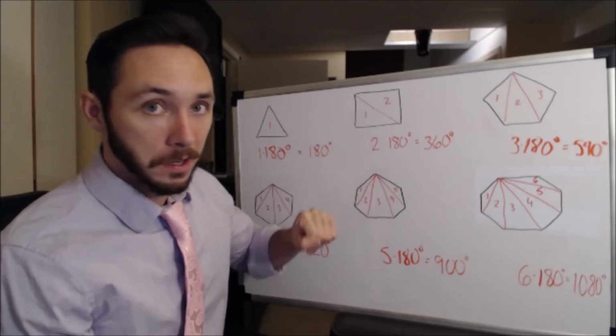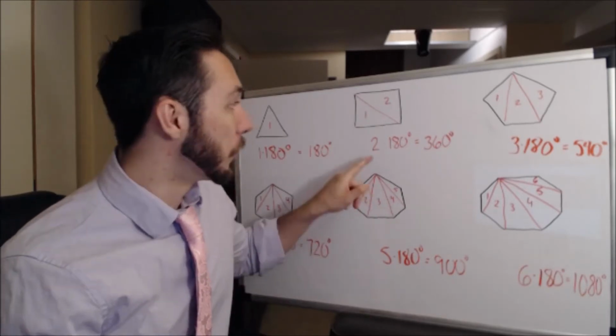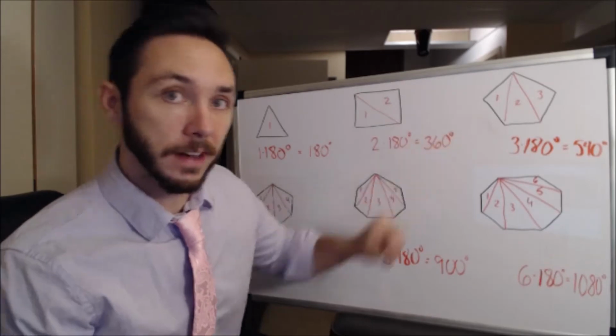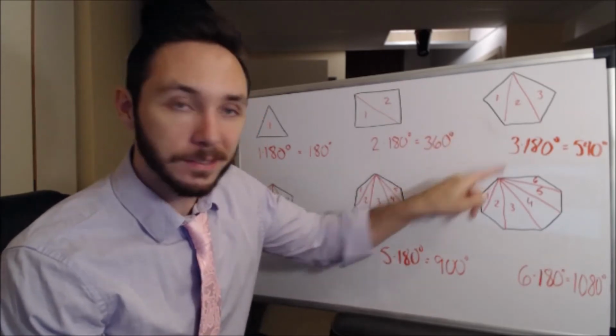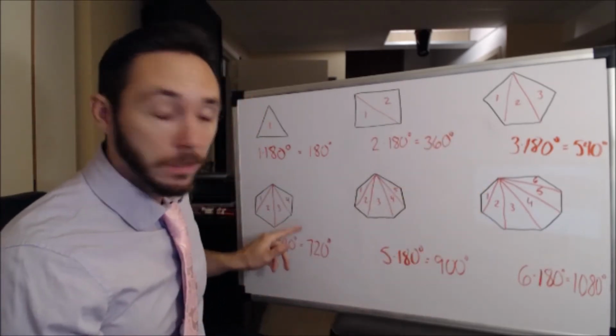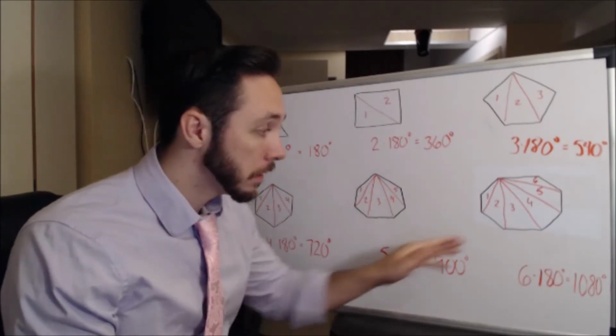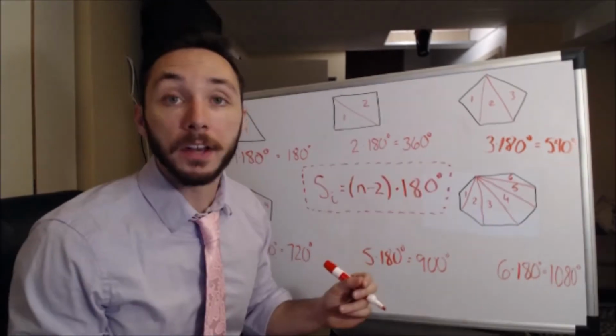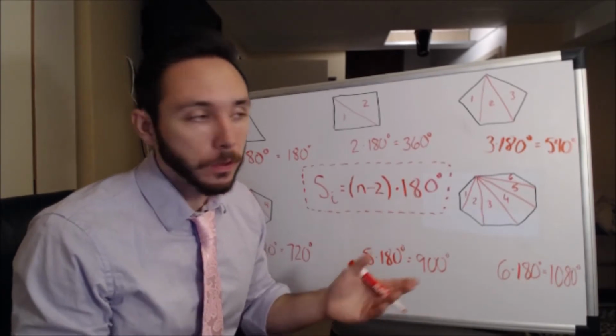Here we have 4 sides. 4 minus 2 is 2. Here we have 5 sides. 5 minus 2 is 3. 6 minus 2 is 4. 7 minus 2 is 5. 8 minus 2 is 6. N minus 2, boom. I had to erase the heptagon in order to write this, but who cares about heptagons?